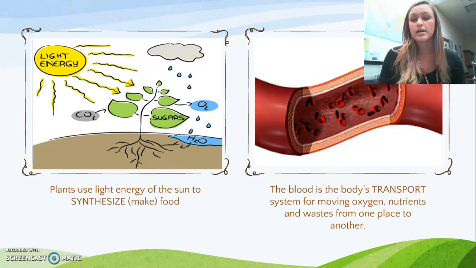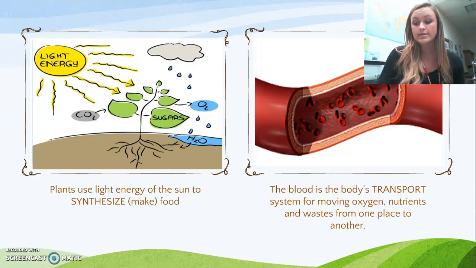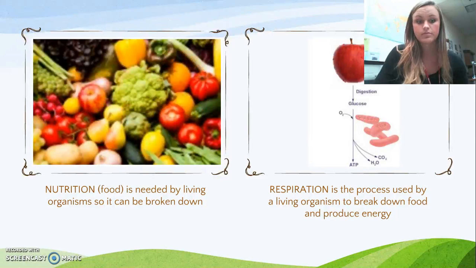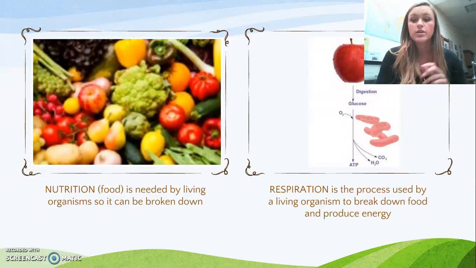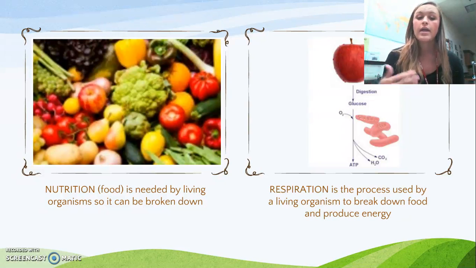Our body transports things through our body system, through the movement of blood cells. Our veins, our arteries, our capillaries are going to start to transport oxygen and nutrients to our body cells and transport waste and other gases away from the cells. Nutrition is needed by living organisms so that it can be broken down and used through respiration. And respiration is that process which a living organism uses to break down food and then therefore produce energy.